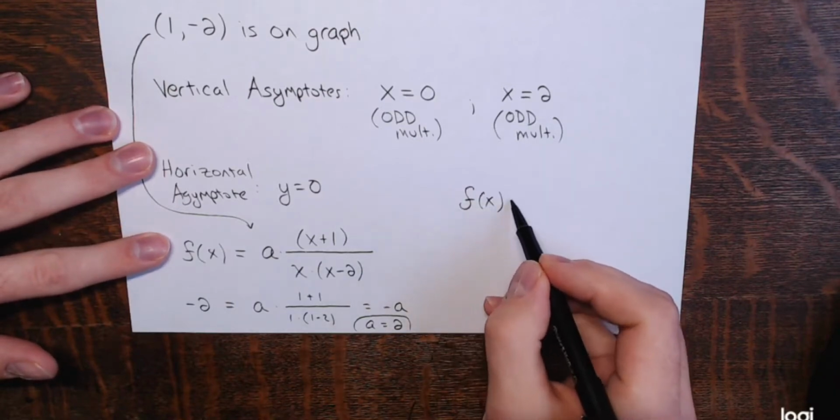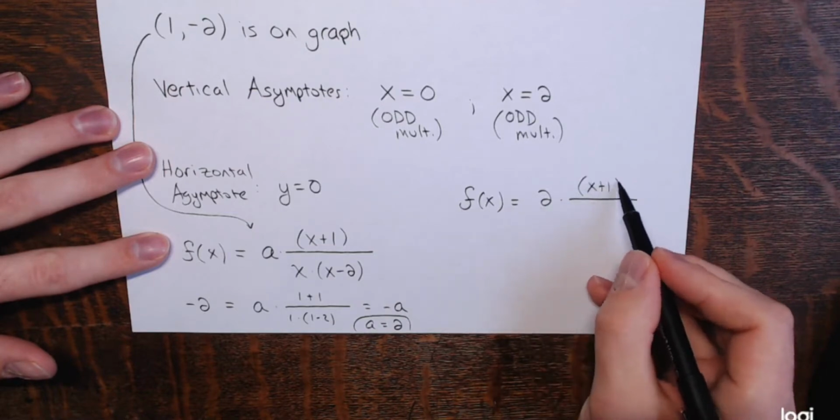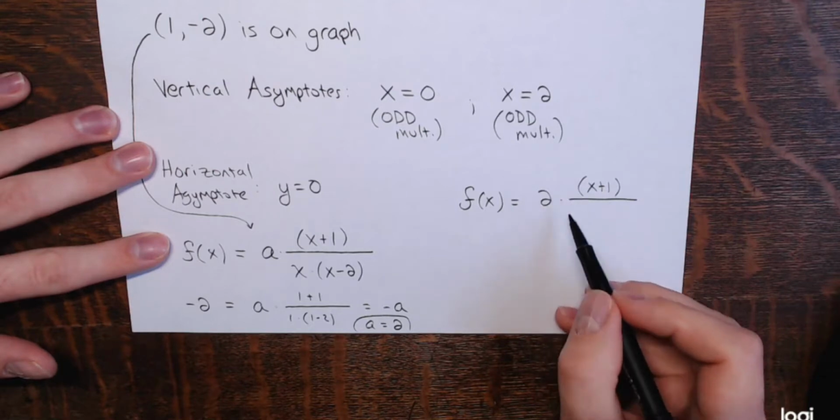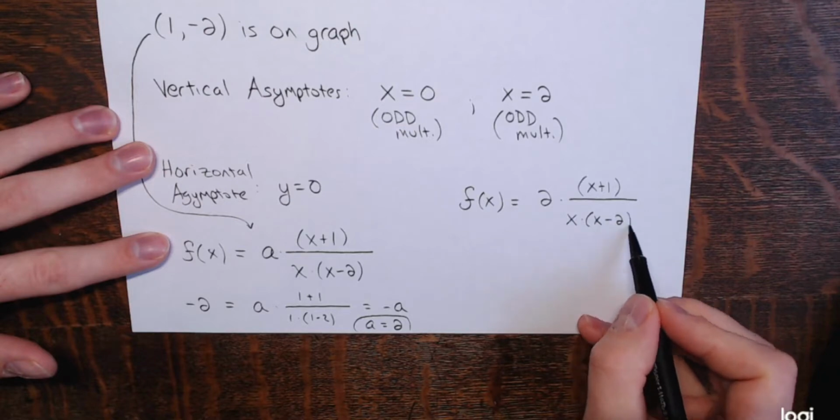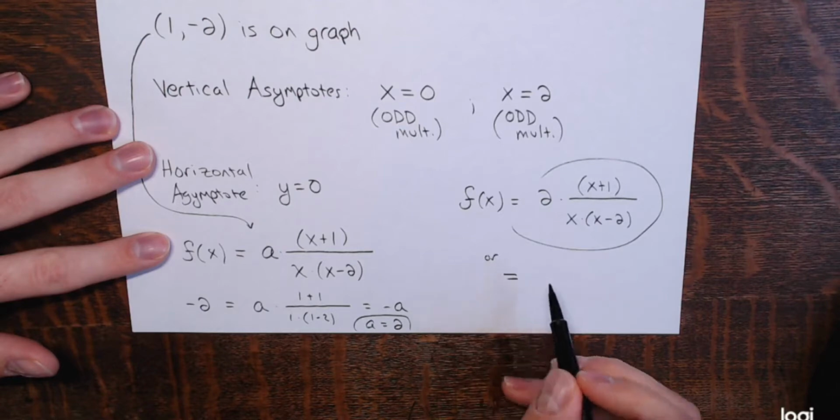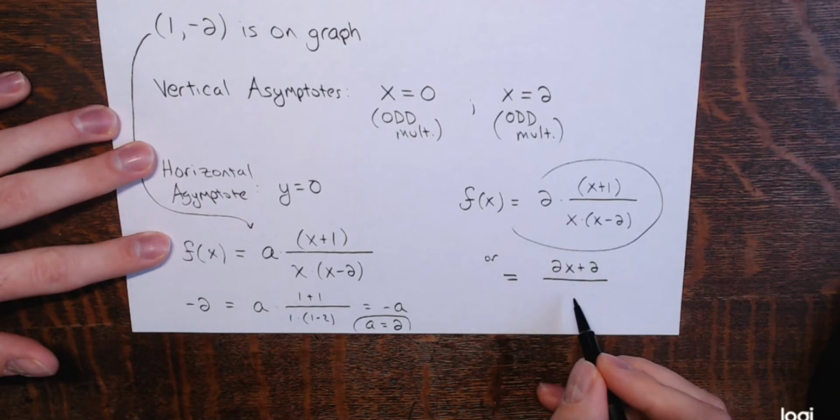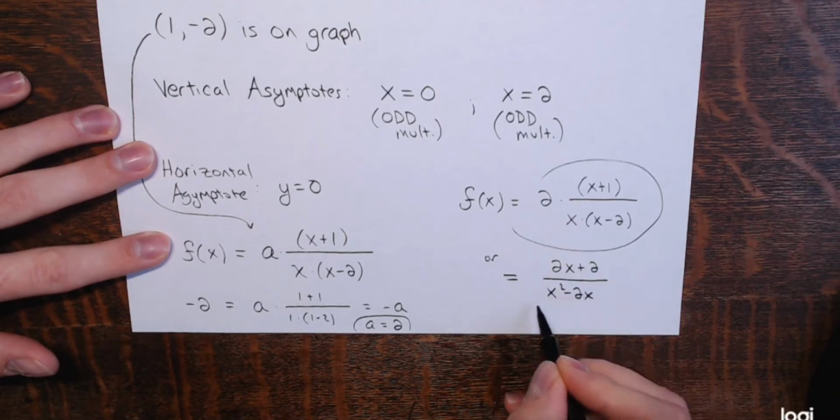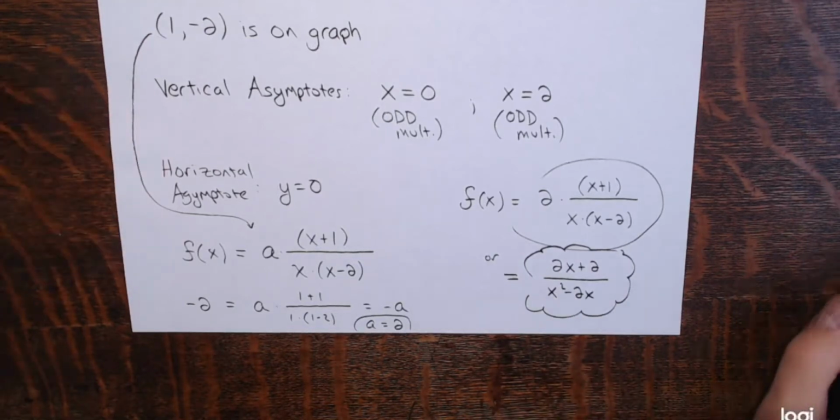f of x equals 2 times, and then the numerator has the quantity x plus 1. You can also put that factor of 2 in the numerator, it's the same thing. And the denominator has factors of x and x minus 2. This is totally cool. Or, if you want to multiply it out, the numerator would be 2x plus 2. The denominator would be x squared minus 2x. And this should also be acceptable. They're the same function, right? And they'd have the same x-intercepts, the same vertical asymptotes. The point 1, -2 would be on the graph.